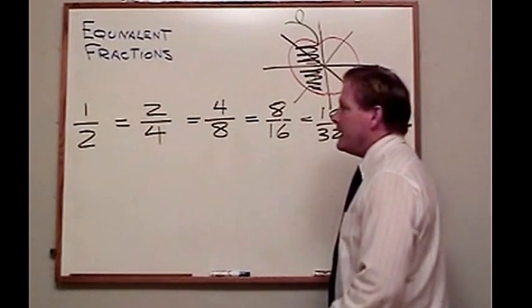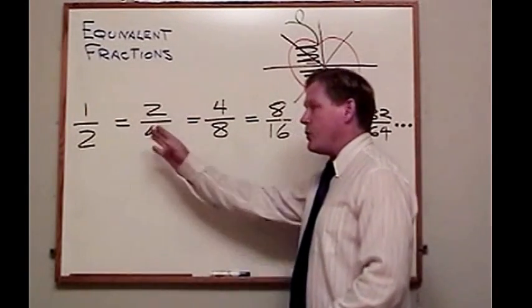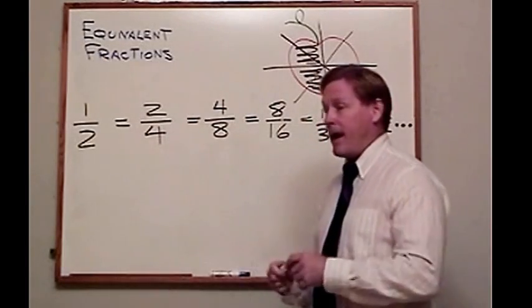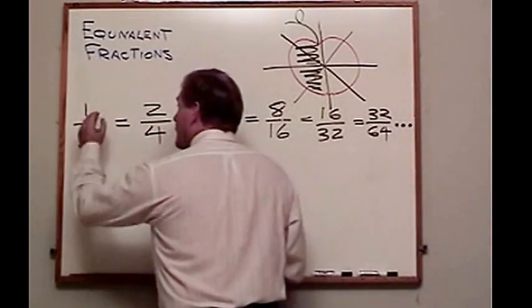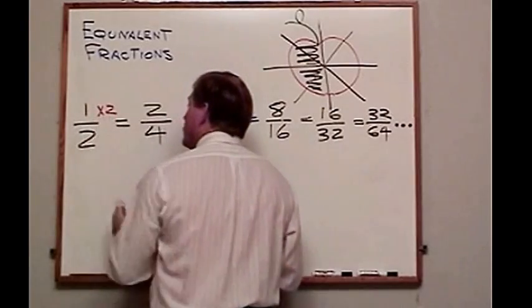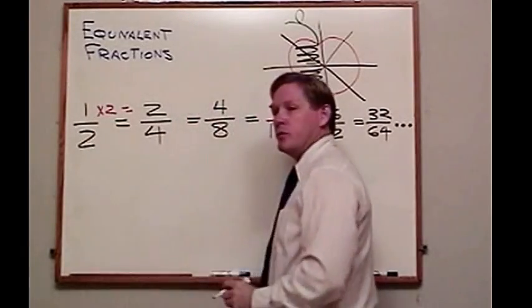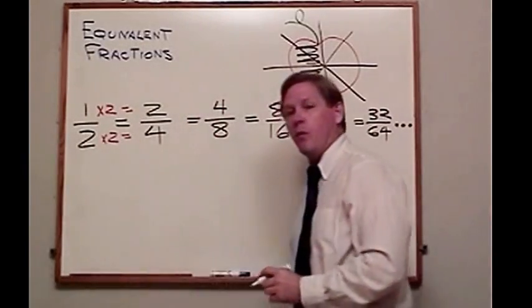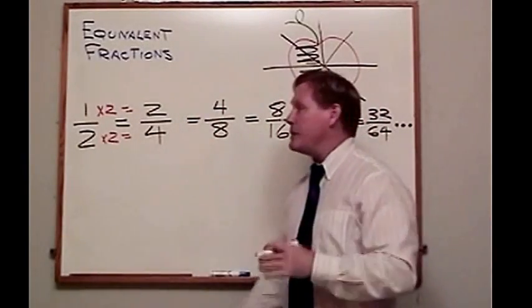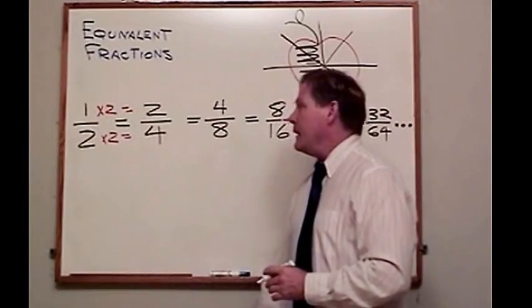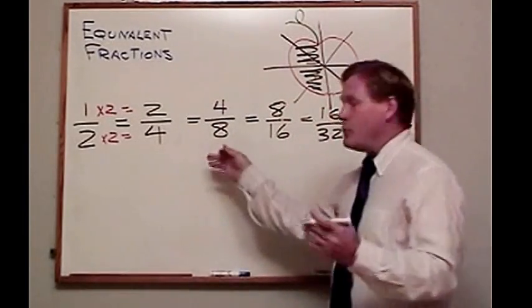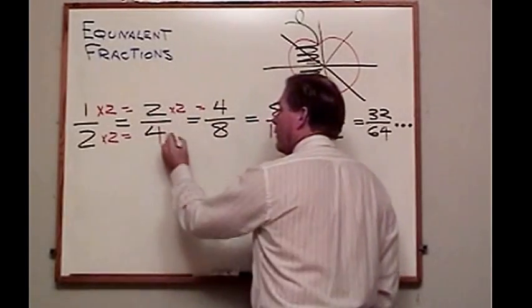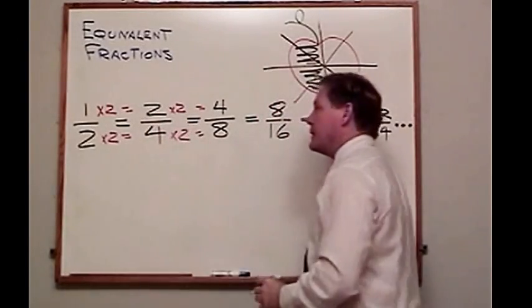The fact is, it is as if we have multiplied each one of these fractions by the same multiplier. We call that a factor, by the same factor. We multiplied 1 times 2, and that's equal to 2. And we've also multiplied 2 times 2. That's equal to 4. We have doubled it. To double it means we multiply it by 2. Then to get the next fraction, we did the same thing again. 2 times 2 is equal to 4. 4 times 2 is equal to 8.